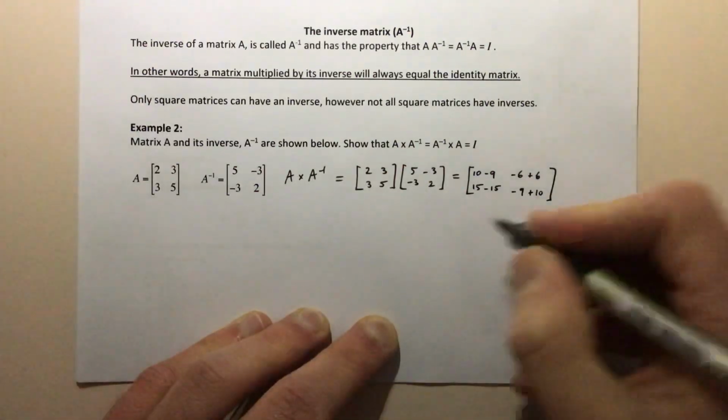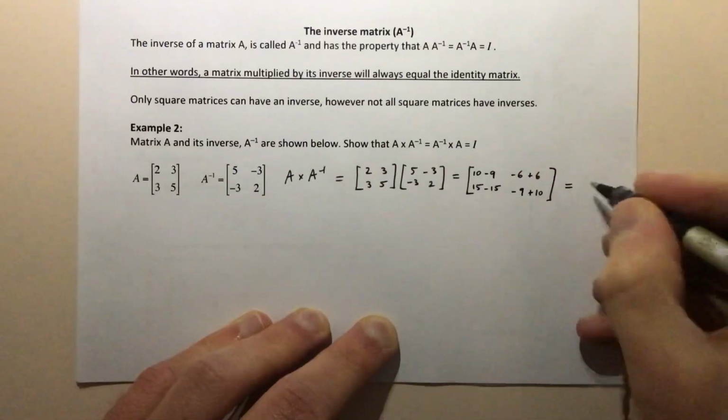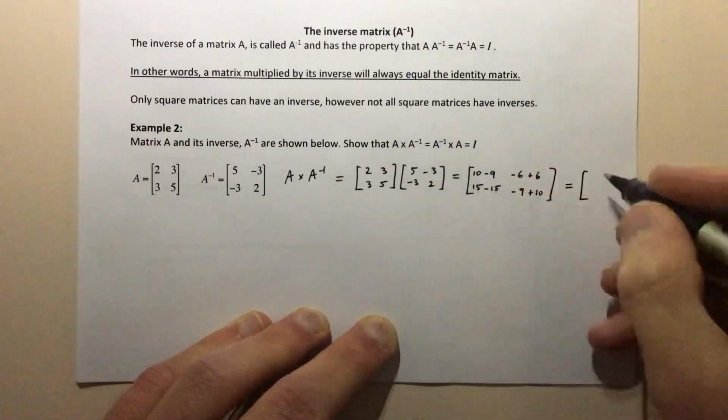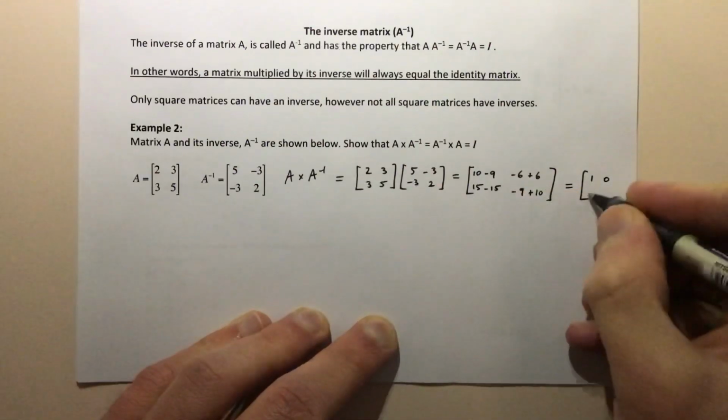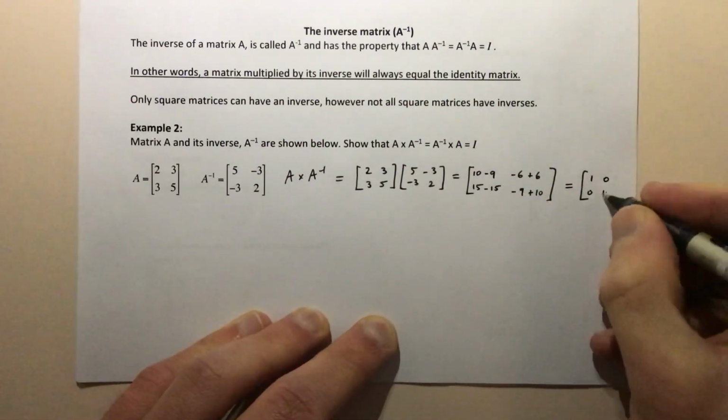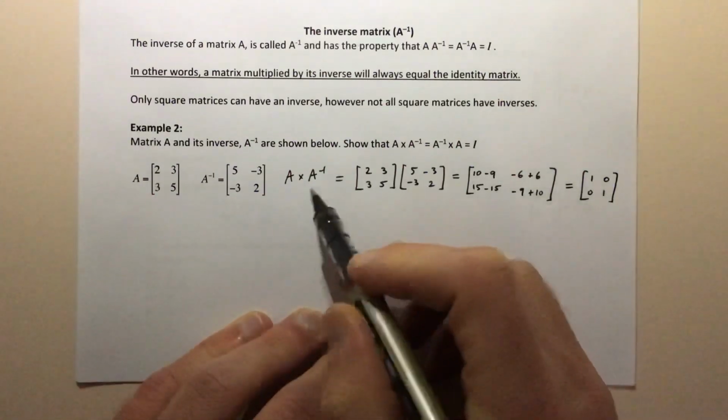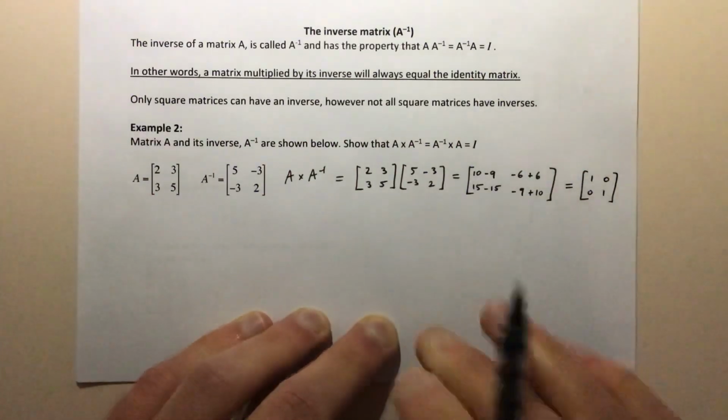And you can see what's happening here. We're going to end up with the identity matrix. 10 take away 9 is 1, -6 plus 6 is 0, 15 take 15 is 0, and -9 plus 10 is 1. So we've shown that A times A inverse gives us the identity matrix.